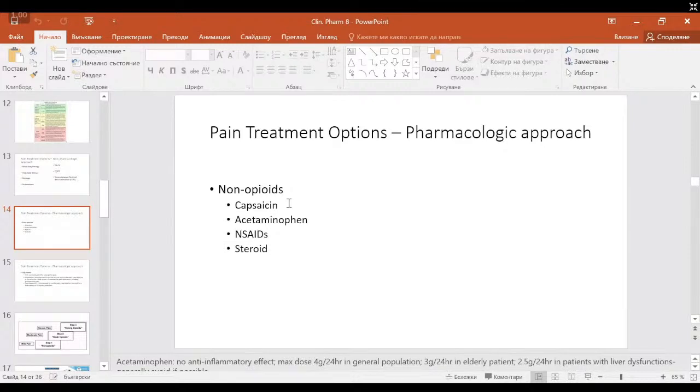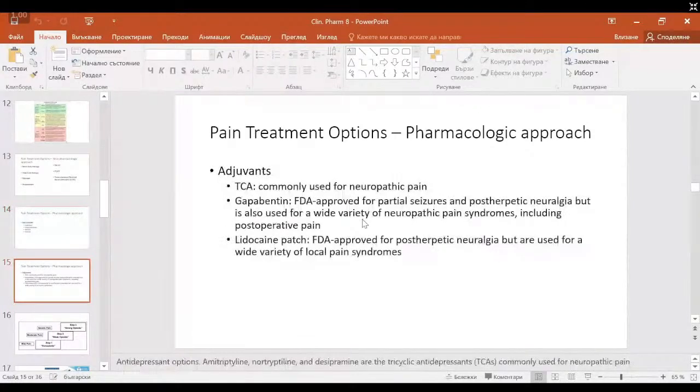And also there are some other non-opioid options like capsaicin, which is a molecule that is derived actually from the chili peppers, which is interesting, and it is usually used as a local non-opioid analgesic, like creams or gels. And then we have the steroids and some other options that we're going to discuss in more detail. Also, in this first step, we can mention some drugs called adjuvants. So they're like helpers in addition to the main non-opioid drugs that are used for the treatment of pain.